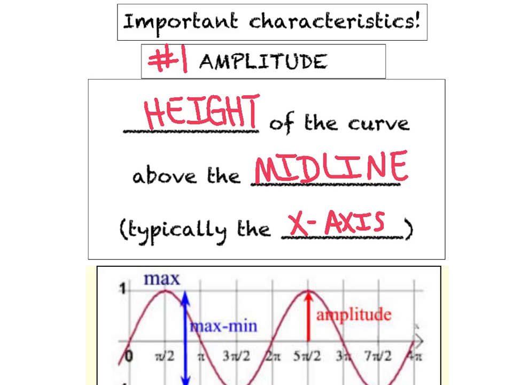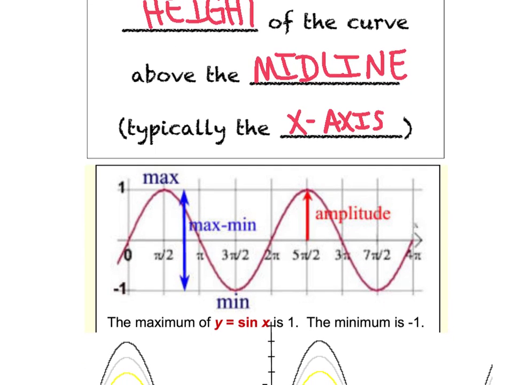So, according to this first picture I have, it's a little blurry, but I think you can read it. Let's say right here's the x-axis. The highest it ever goes above the x-axis is 1 unit. So on the standard sine curve, we're going to say that the amplitude is 1. You just find the maximum point, no matter where it is, and its height above the x-axis will tell you the amplitude of the curve.